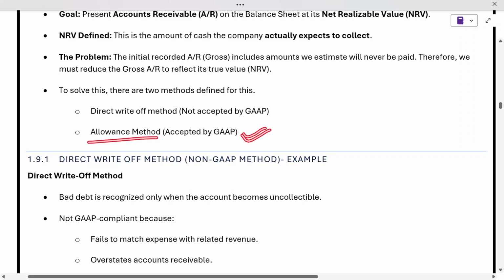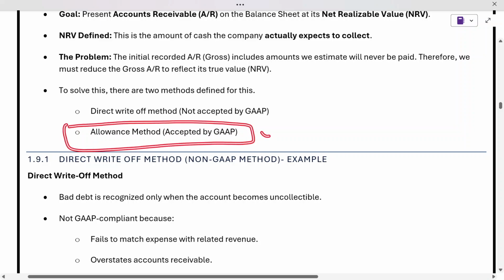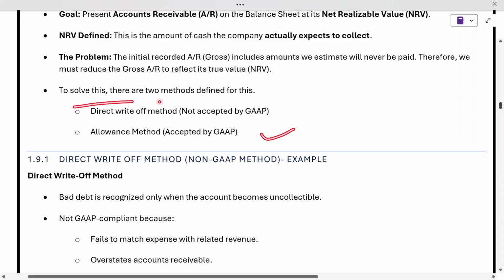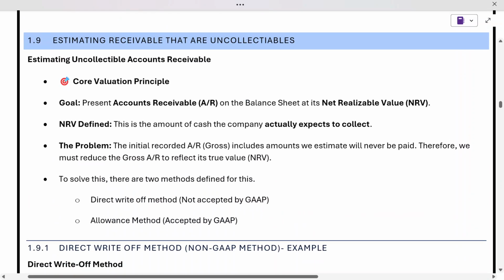Generally, large corporations, listed corporations, big corporations prefer this allowance method, and some small businesses, sole enterprises may prefer the direct method. In the coming sessions we'll be going through these individual methods in detail.